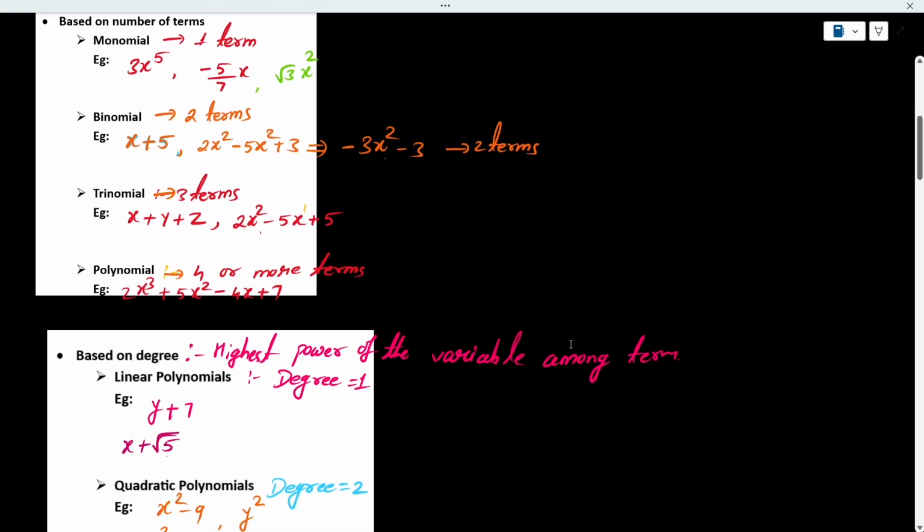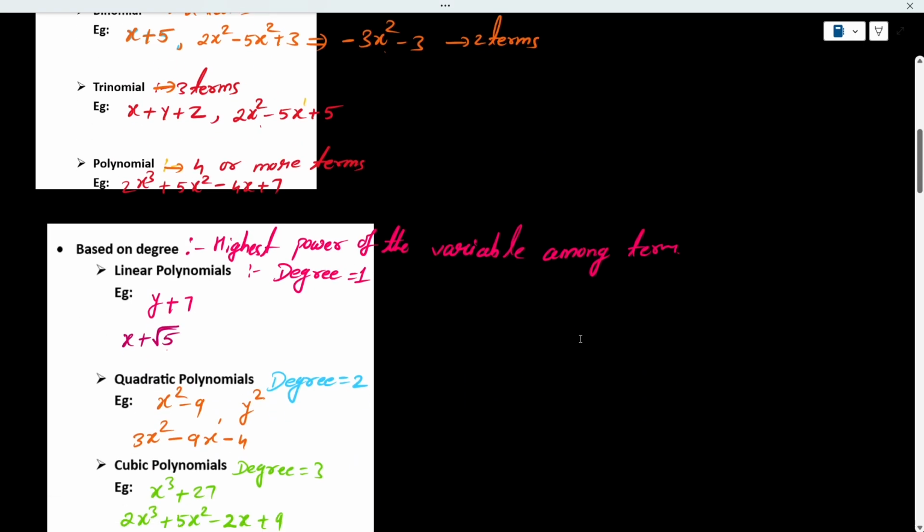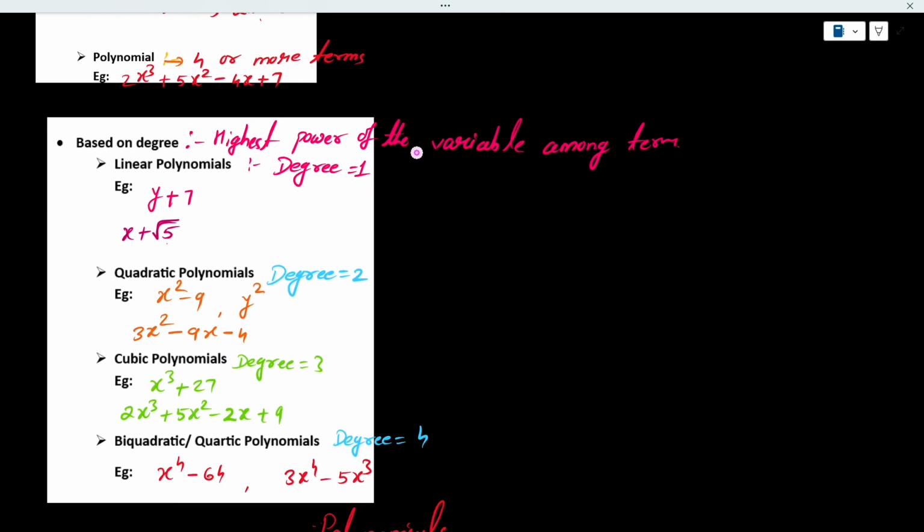In higher classes you will see more useful classification based on degree. So what is the meaning of degree? The highest power of the variable among the terms, right? So it's among the terms, we call it the degree of the polynomial. Now linear polynomial, as the name states, linear, the degree is always going to be 1.